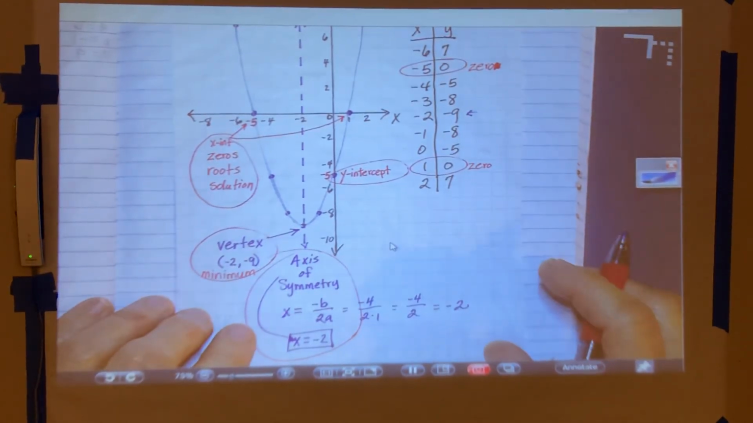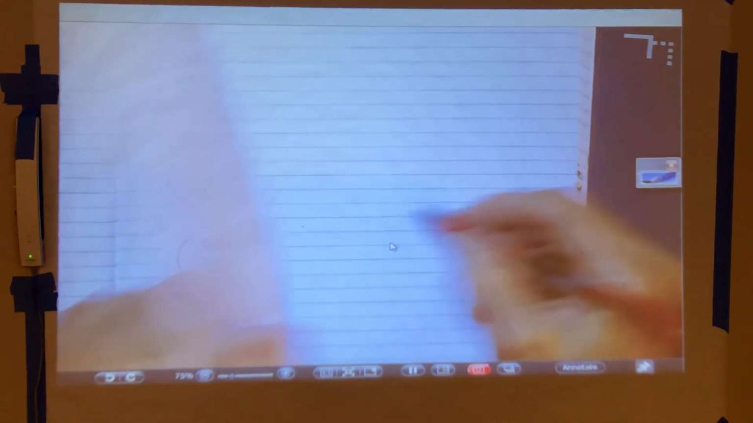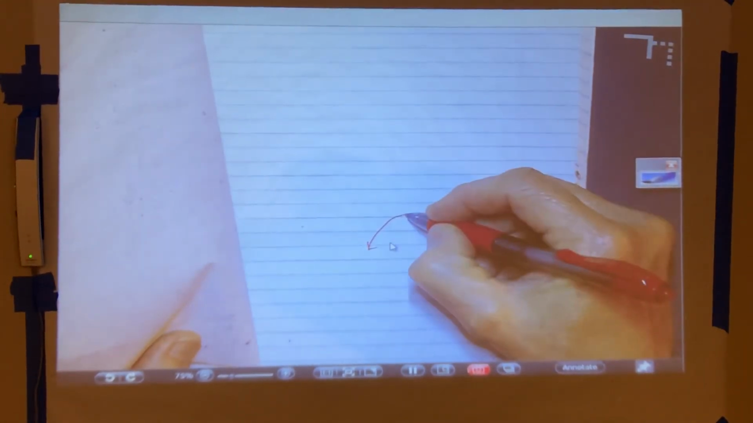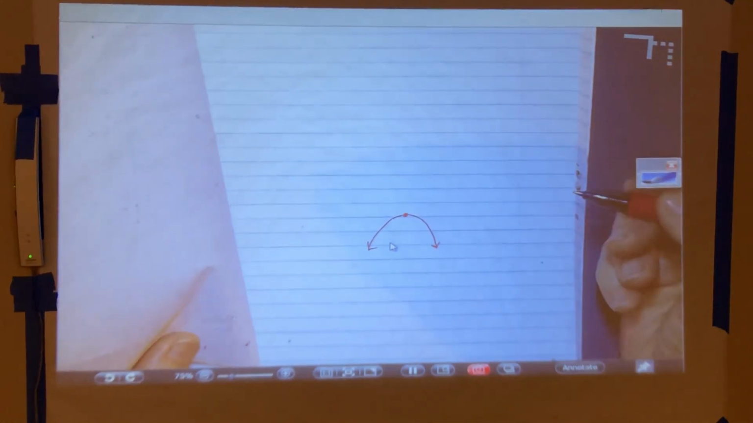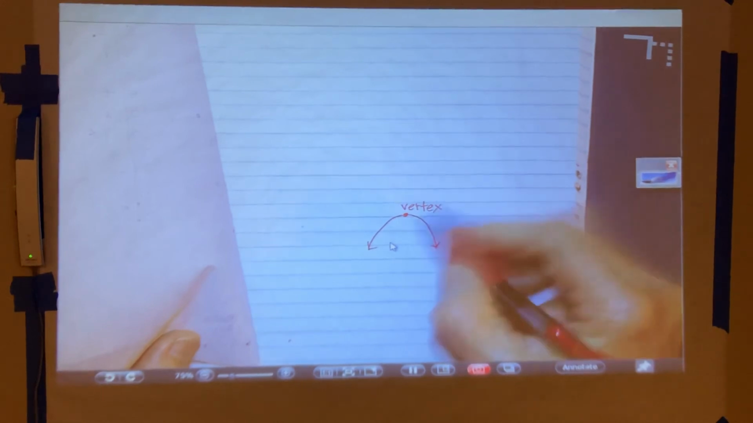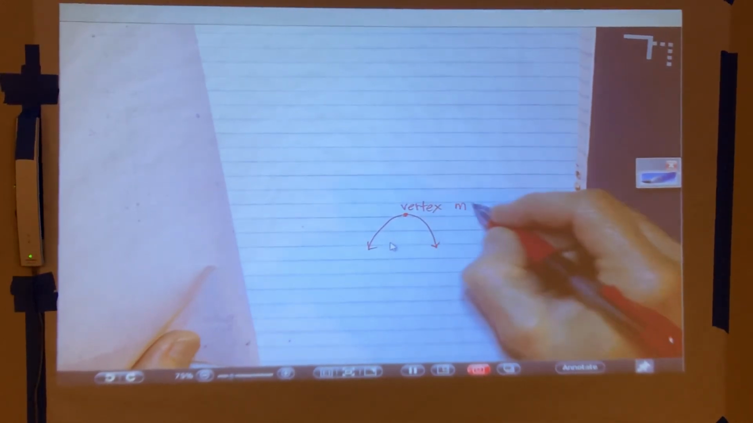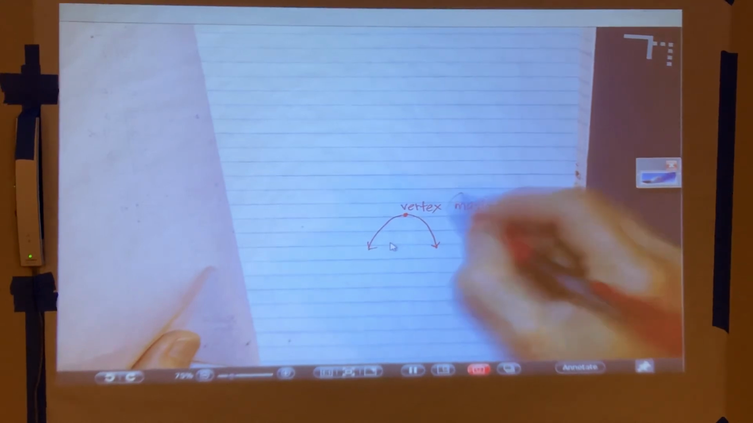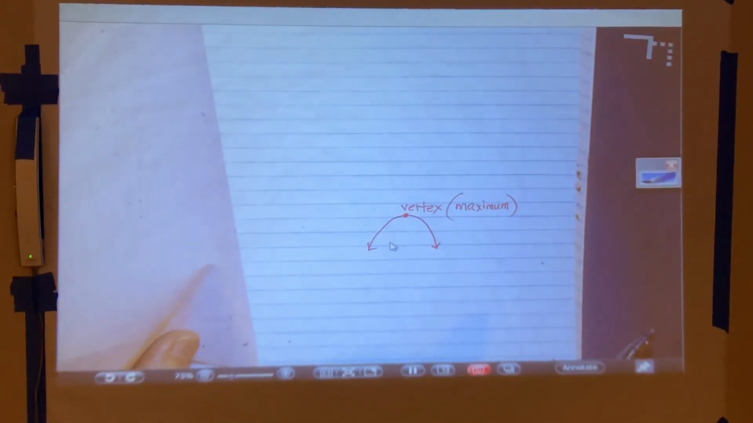If you happened to have a parabola that opened like this, then you'd have a point right there where it makes its turn, and that vertex is as high as it ever goes. So that's the maximum. You might want to just jot that down in some spot. Your vertex could either be a minimum or a maximum.